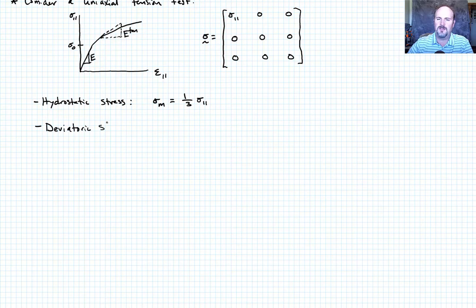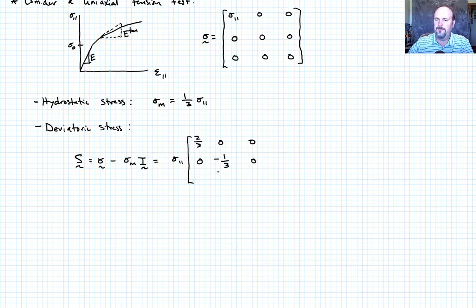The deviatoric stress, if you remember, we could write as S equal to sigma minus sigma m times I. That's how we define the deviatoric stress, which is going to wind up giving us sigma 1,1 times the matrix with 2/3, because sigma 1,1 minus 1/3 sigma 1,1 is 2/3, and then obviously negative 1/3 and negative 1/3 on the other diagonal entries. Okay, so let's call this equation 4.